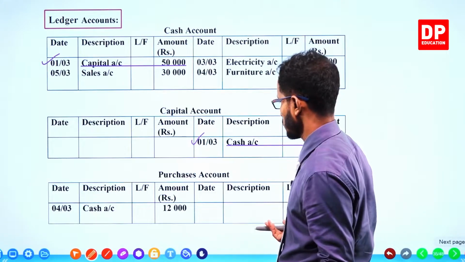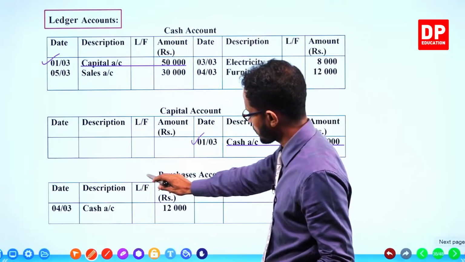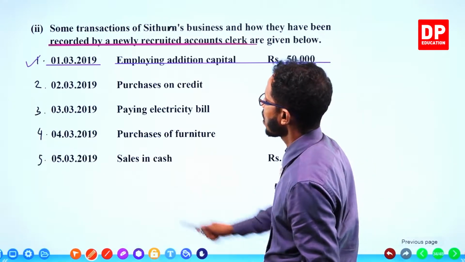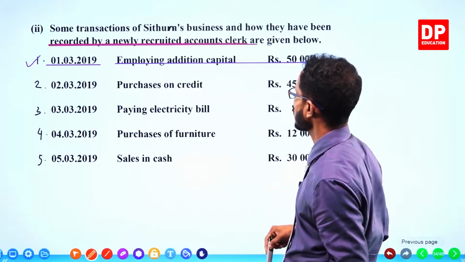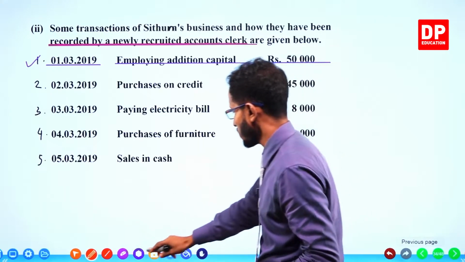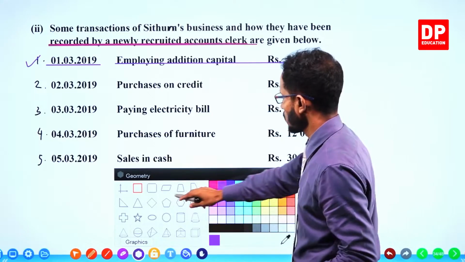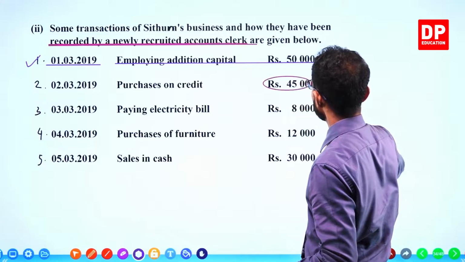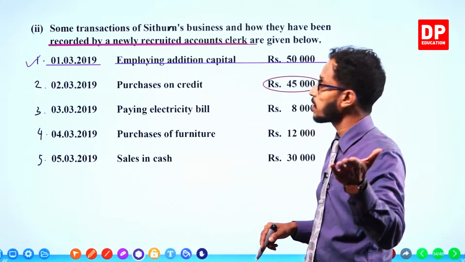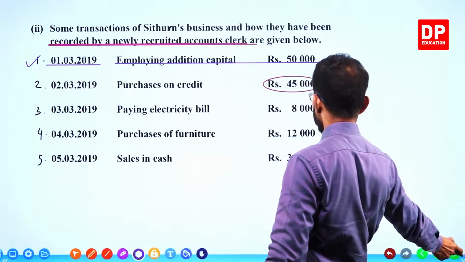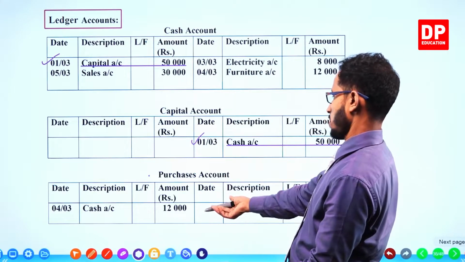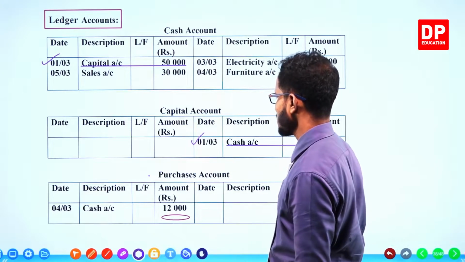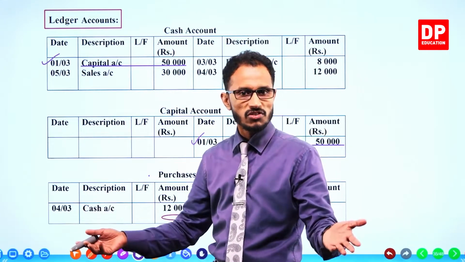Where is the purchases account? It's here. But what is the amount? Purchases on credit 45,000. Where is this 45,000? Where is it? It's not there. 45,000 is not there. Purchases is not debited with 45.